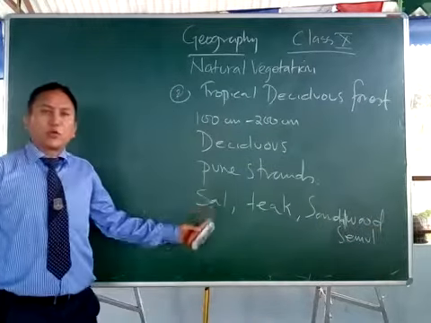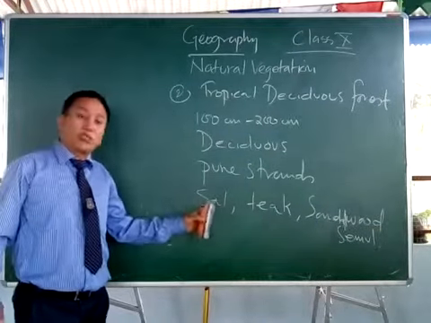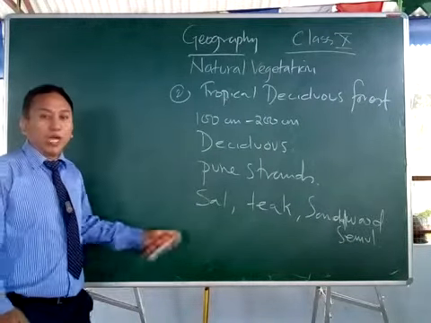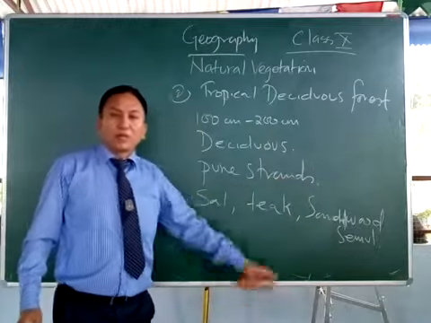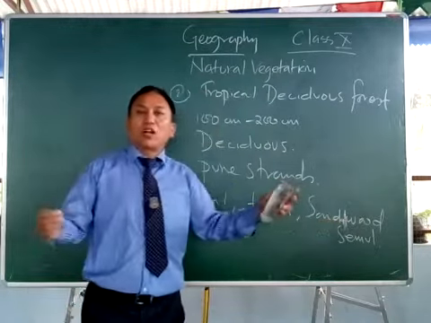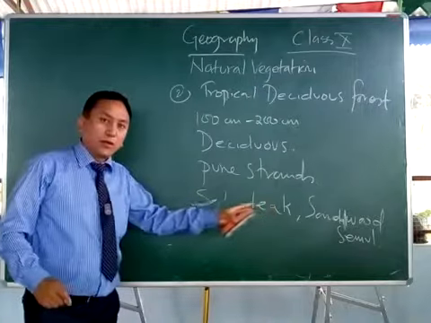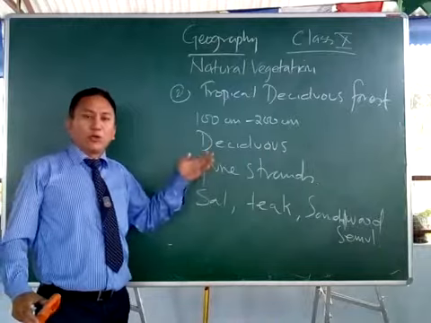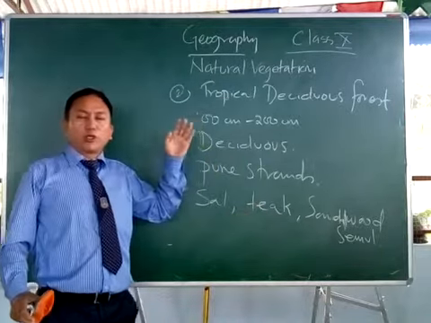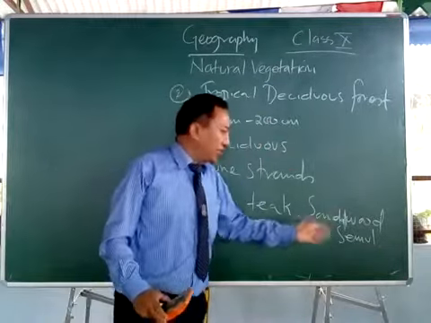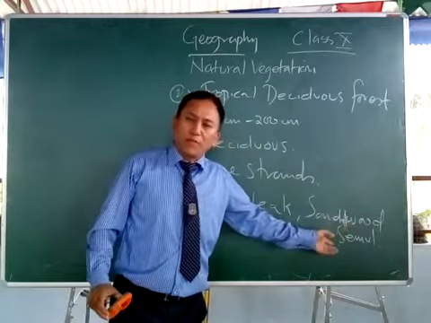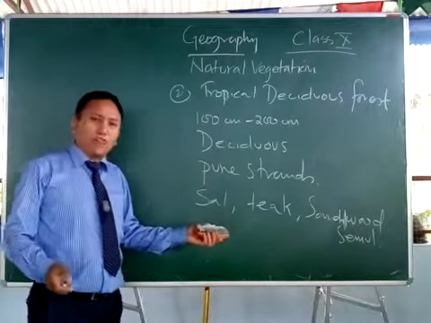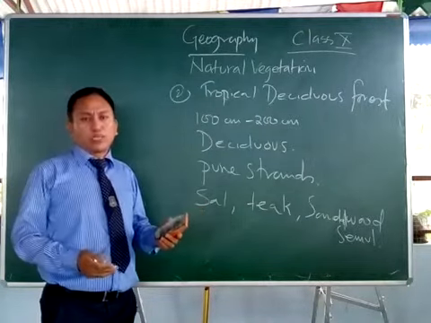Now, what are the trees used for? What is sal used for? It's basically used for railway sleepers. Then teak is used for shipbuilding. Then we have house construction. Then sandalwood is used for carving and also handicrafts. So besides trees which are hard, they're used for railway sleepers, shipbuilding, house construction, furniture, and sandalwood is used for handicrafts and carvings. So these are the trees which are found there, and their uses as well.